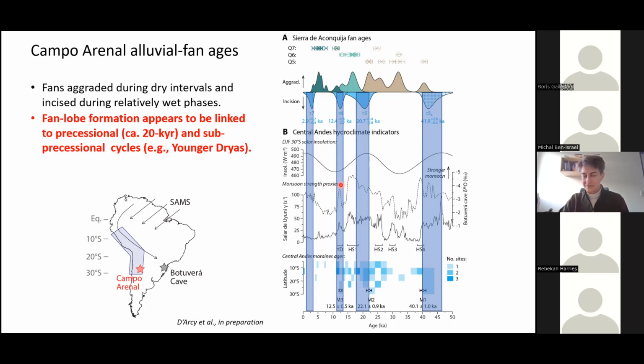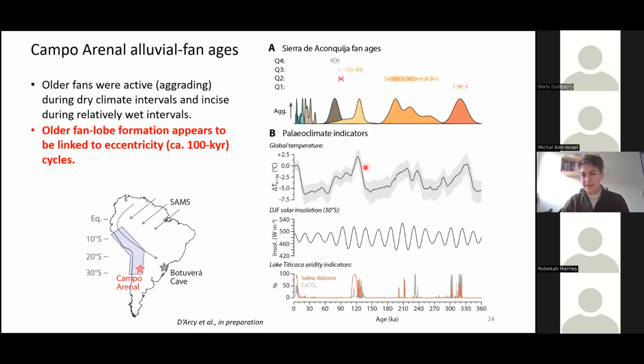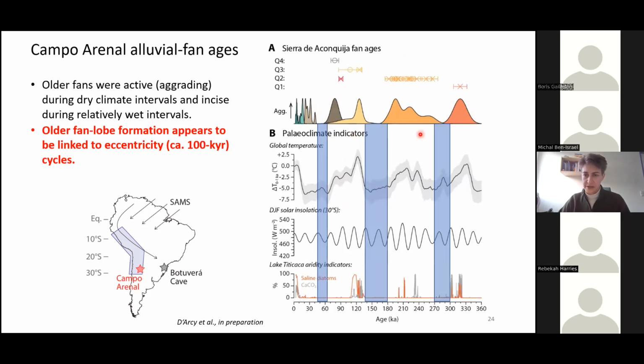So these are just the first 3 lobes. Mitch also dated some older fan lobes, which you can now see have expanded the time axis. Once again, we can focus on those incision periods. And you can see that these incision phases tend to correspond to global glacial phases, which in the central Andes are also relatively wet. Okay, there's a single paleoclimate record from the central Andes that extends back to these timescales from Lake Titicaca. And you can see that there are peaks of saline diatoms and calcium carbonate that recur. And these are essentially corresponding to drier climate phases.